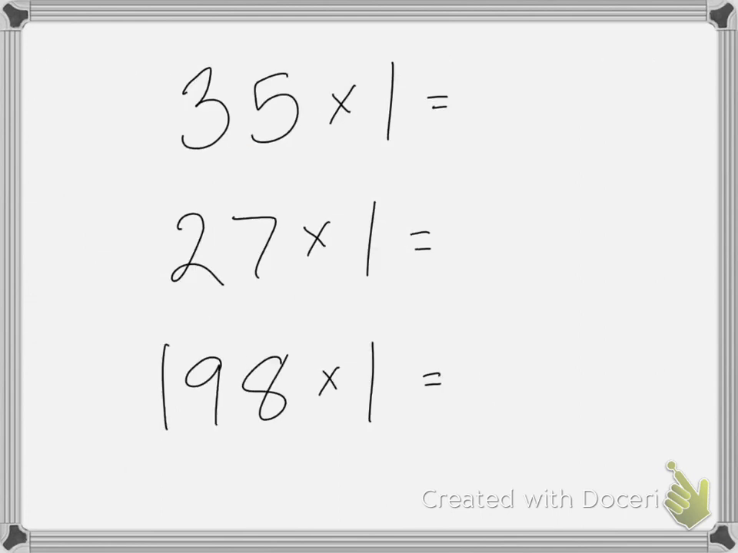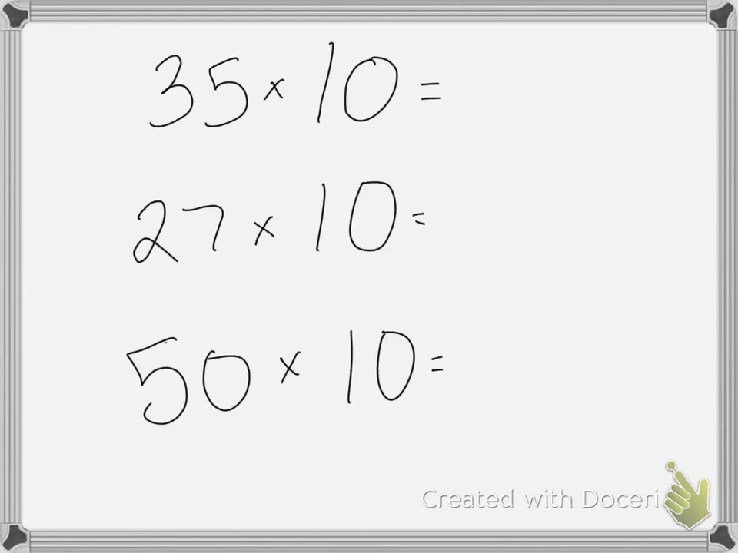Okay, so if I have 35 times 1, my answer would be 35 because any number times 1 equals the same number. 27 times 1 equals 27. 198 times 1 equals 198. Okay, what about multiplying by 10?